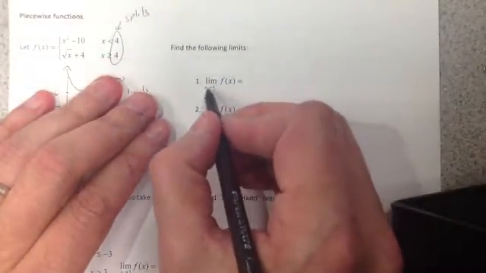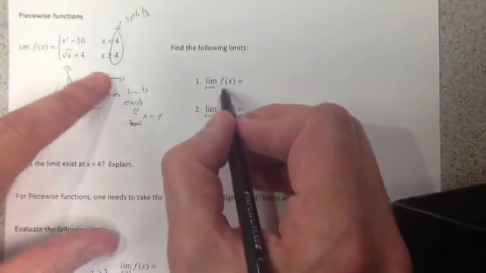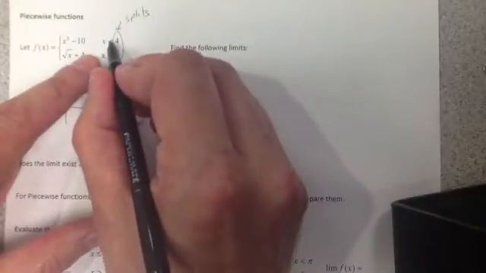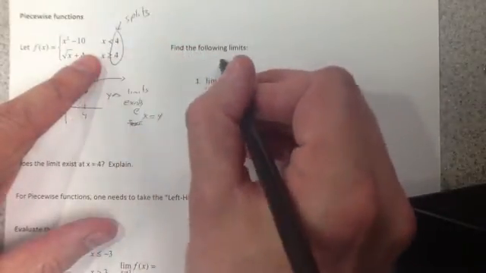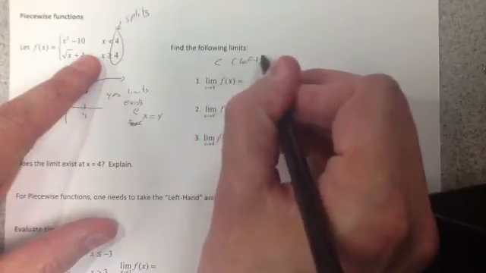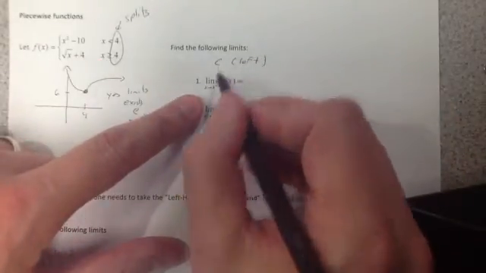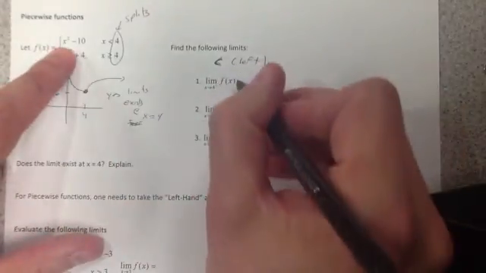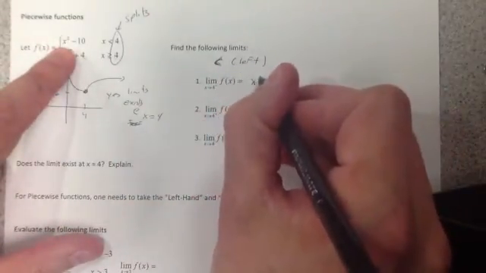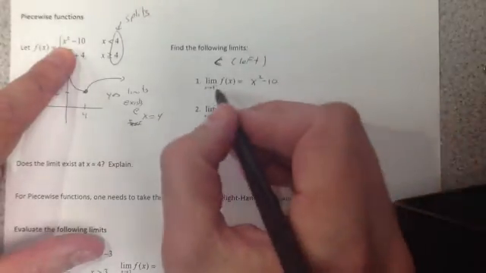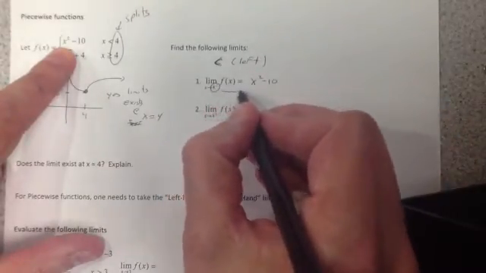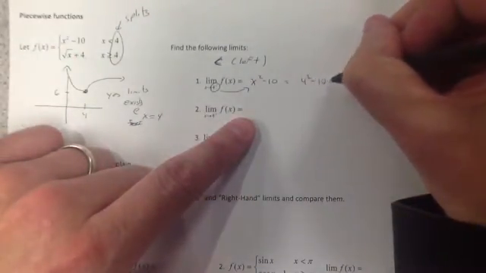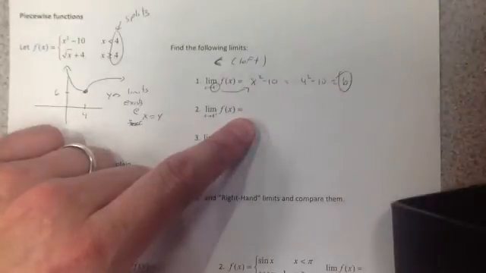Now, if I want to find the limit as x approaches 4 from the left of f of x, I just have to determine which function it's on, and I look at the symbol. The less than symbol right here means I'm coming in from the left. So I'm going to use this x squared minus 10, and I substitute in 4. I get 4 squared minus 10, which is 6. So there's my limit from the left.